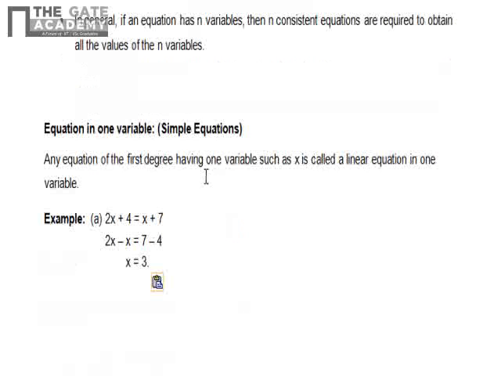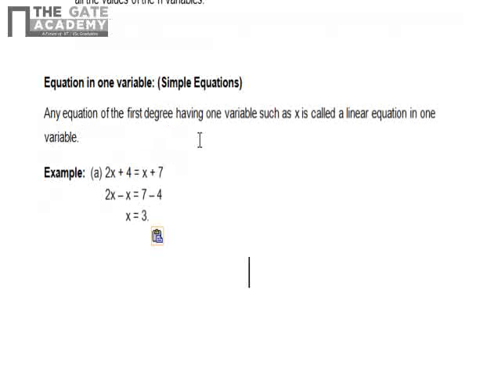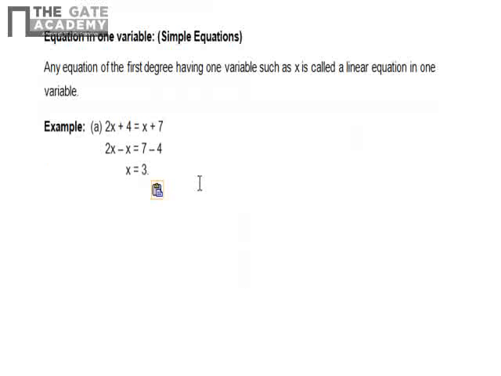Equations in one variable are generally referred to as simple equations. An equation of the first degree having one variable, such as x, is called a linear equation in one variable, and the solution for this is very easy, you know.